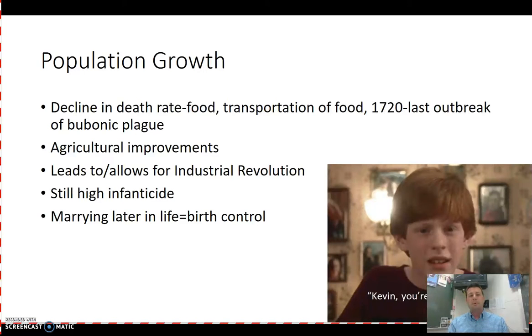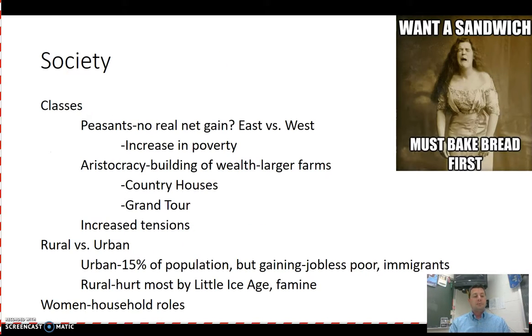We also see people marrying later in life, so birth control. So while it is a population boom, it's not a full-on explosion of population yet. Society itself, we start to see more and more class division. The peasants don't really see any net gain from all of this.